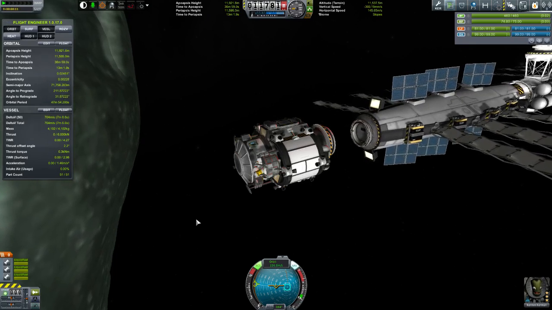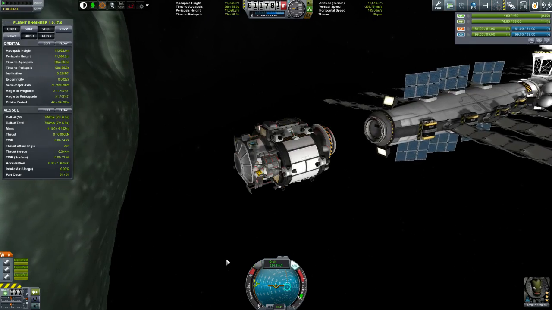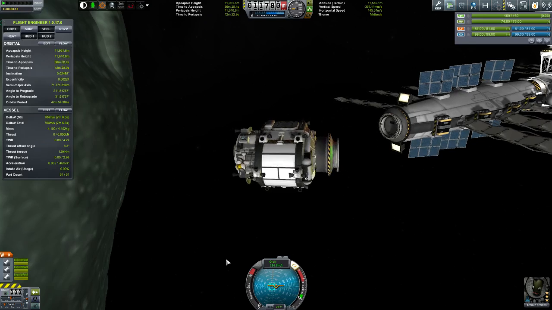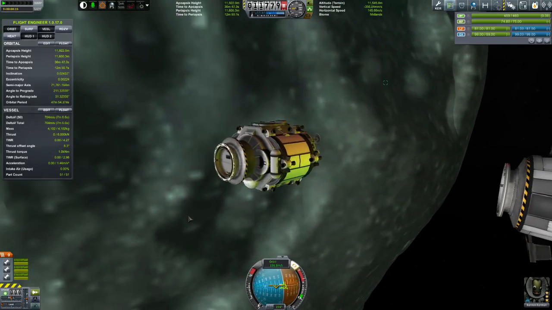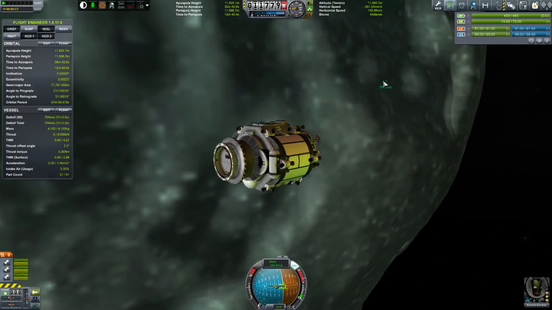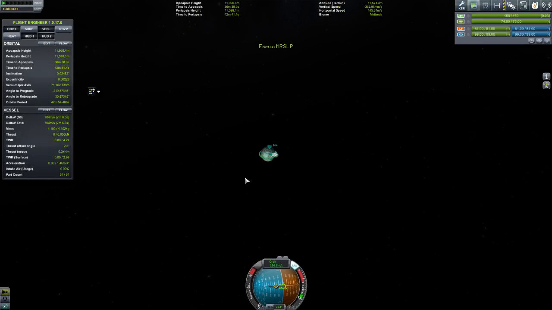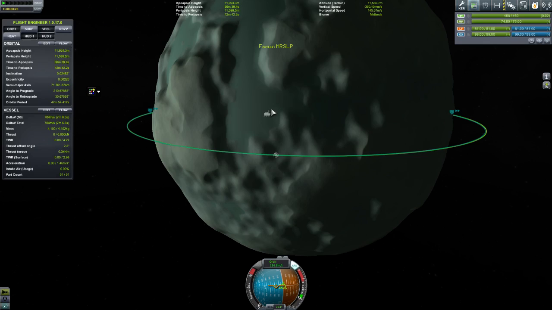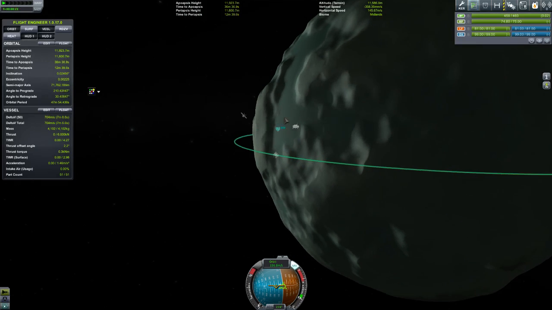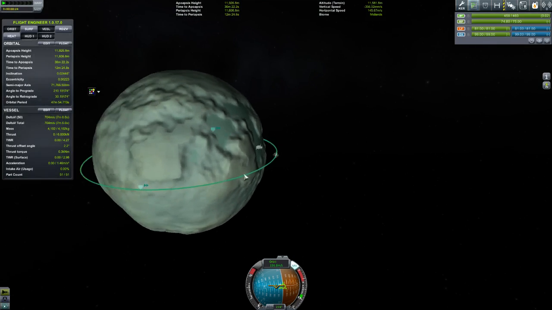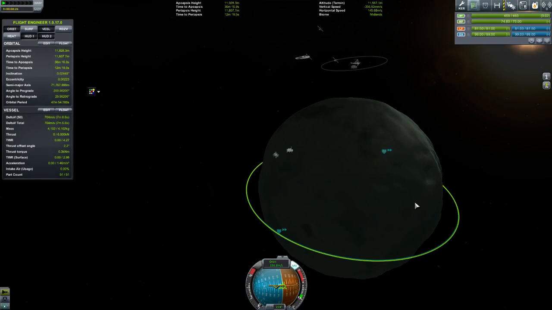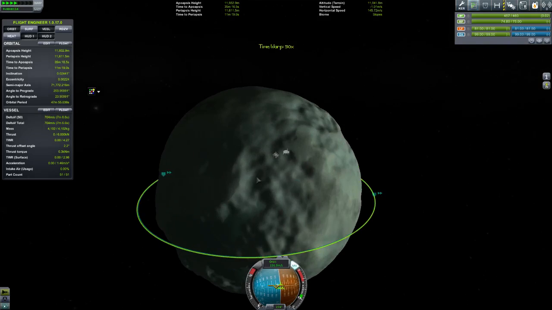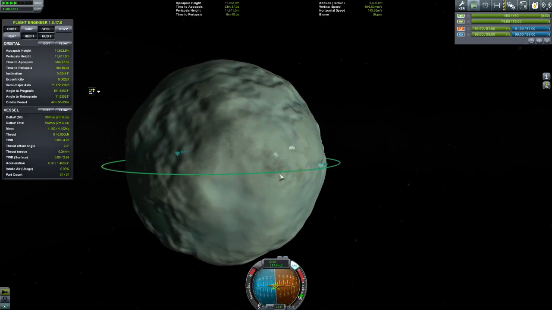So let's just push away here, turn off the RCS, point retrograde. There is where we just landed recently, and I actually want to come around to the light side of the planet, and maybe I'll land on these hills here.